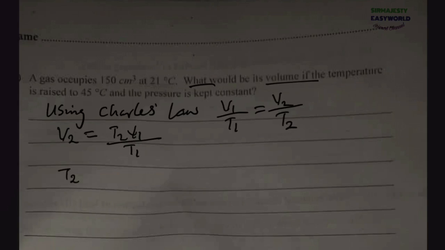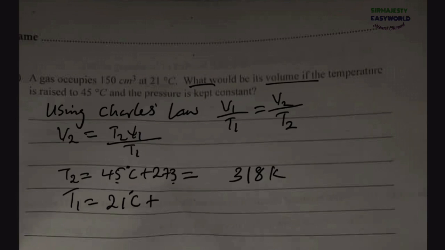Our T2 is 45 degrees plus 273 to convert to Kelvin. 45 plus 273, we can do horizontal addition. 5 and 3 is 8, so we carry nothing. 4 and 7 is 11, 1. So 318 Kelvin. Then T1 is 21 degrees plus 273. Same addition: 1 plus 3 is 4, 7 and 2 is 9. So we have 294 Kelvin.